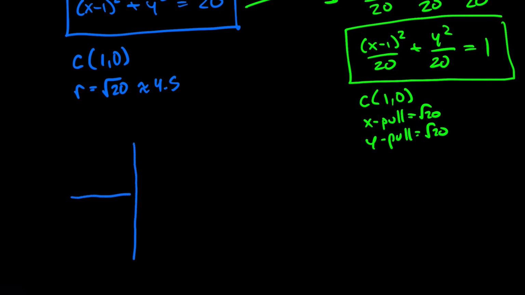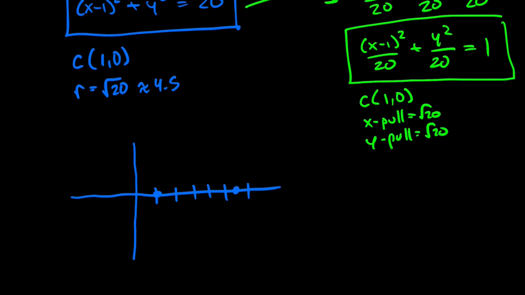So my center is 1, 0. There's my center. My radius is square root 20. Now, obviously, I can't do this precisely, but it's between 4 and 5. So let's go 1, 2, 3, 4, 5, and just put some point in between there.